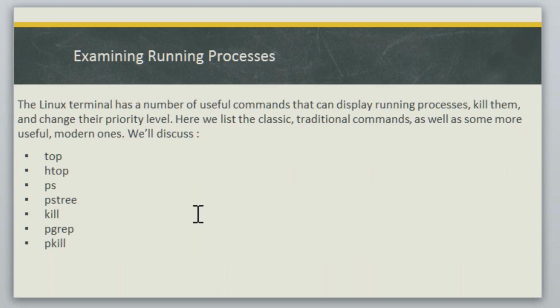So to examine running processes, the Linux terminal has a number of useful commands that can display running processes, kill them, and change their priority level. Here we list the classic traditional commands as well as some more useful modern ones that we'll discuss. We have top, htop, ps, pstree, kill, pgrep, and pkill, which is process kill. We've looked at a few of these such as top, ps, and kill, but we can go ahead and pull these up again just to show you them.